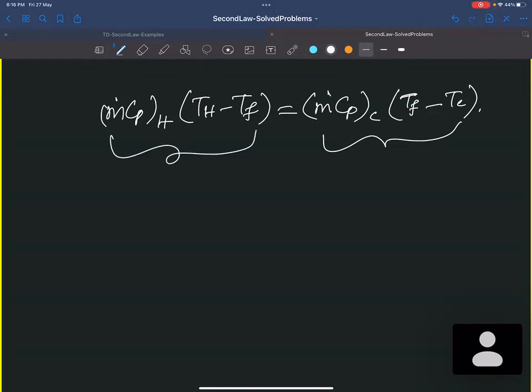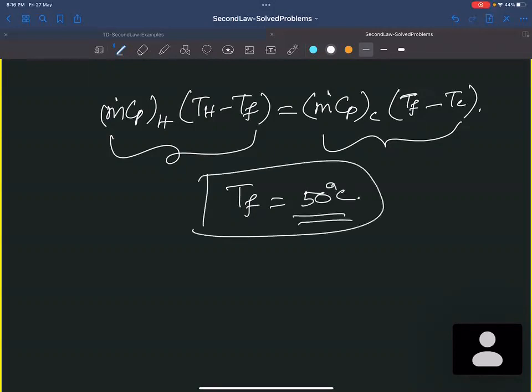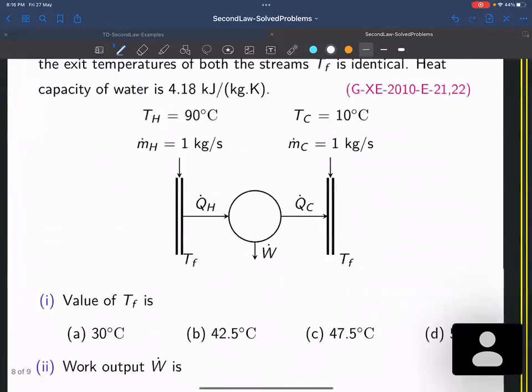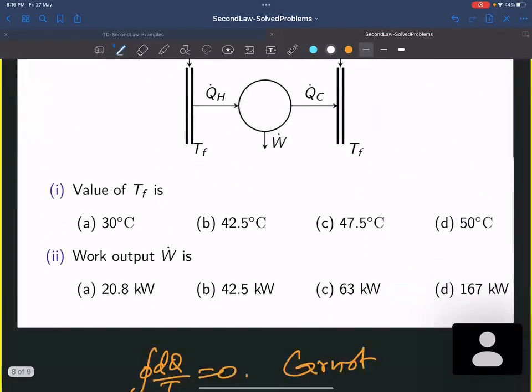So all the other things are known. If you solve, you'll get Tf equal to 50 degrees Celsius. So if you try to do the simple mixing, the outlet will be equal to 50 degrees Celsius. Even 50 degrees Celsius is given as an answer, so if you work it out wrongly, you'll get another answer. But that is not the correct answer. So what is the answer? The answer is 47.5. Sorry, I will use another highlighter.